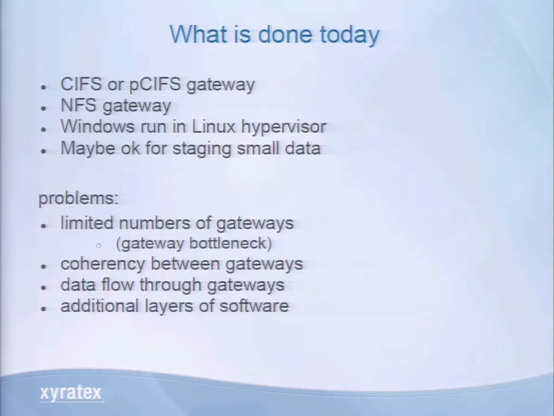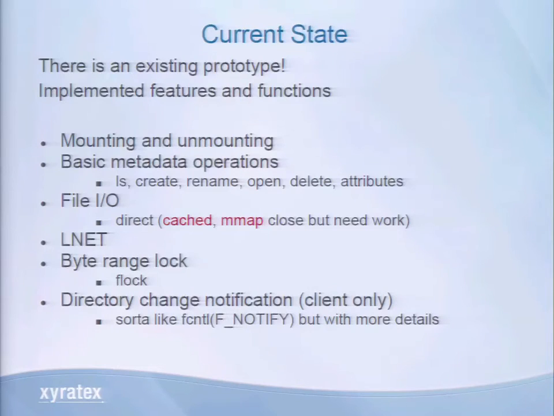With all of these solutions, you have a limited number of gateways, you have bottlenecks, you're going through one single choke point. And so I can't imagine that you're getting very good performance. Coherency between the gateways is an issue, and you have additional layers of software that are really being band-aided and glued together and weren't meant to work together from the ground up. So for a Windows native client, we're hoping to address those and get something that's performant and works well.